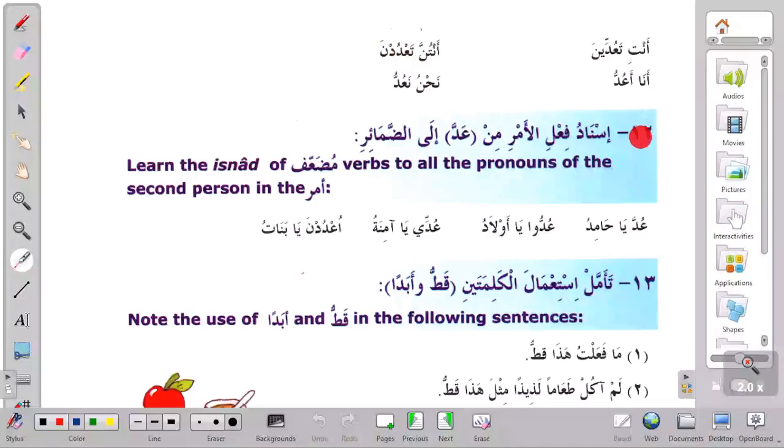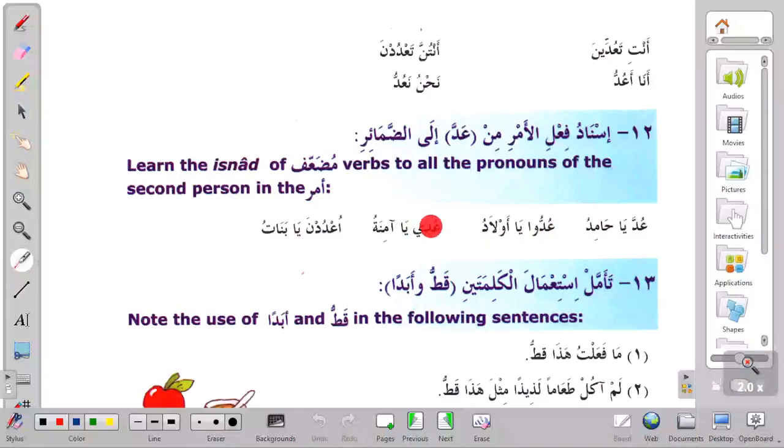Then we have exercise number 12 here. Isnadu fi'l al-amr min adda ila dhamair. So we're going to look at the amr for adda. So we have the conjugation of madi, mudore, and amr. Okay. So adda, ya Hamidun, is the amr. If you are commanding one person, you say udda. Now when they are plural, when you are commanding a lot of them, you say uddu.